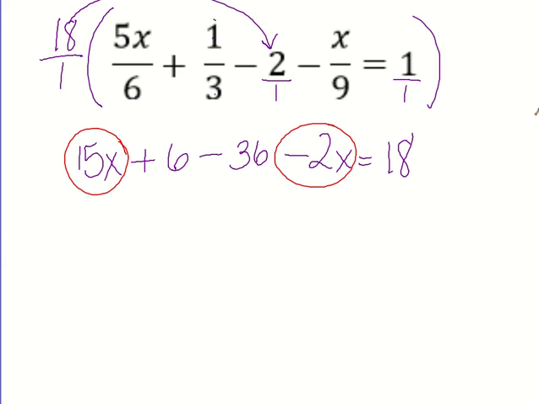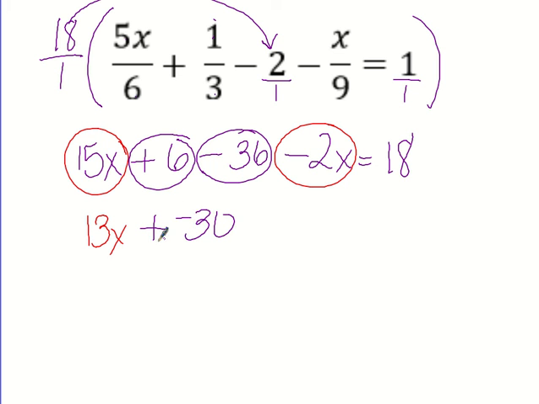All right, my variables, my constants, didn't mean to pick the exact same color. So 15x take away 2x is 13x. And then we have 6 and negative 36, so we get negative 30. You could also write minus 30, and then it equals 18.